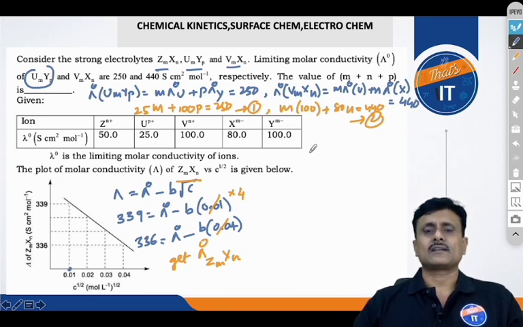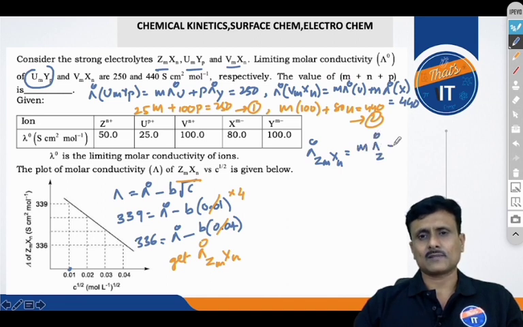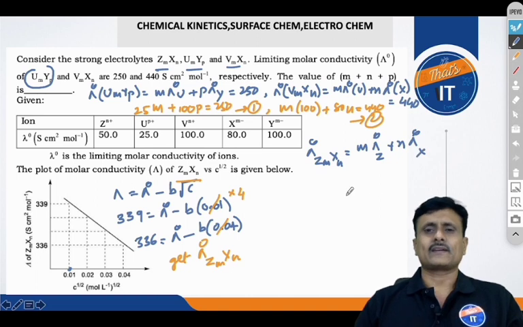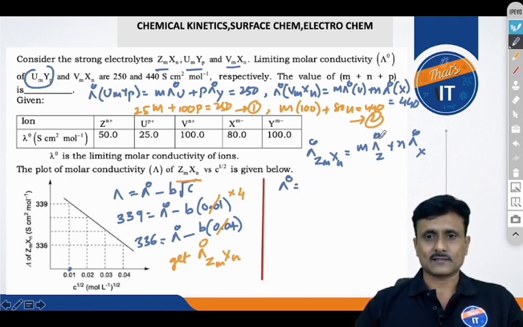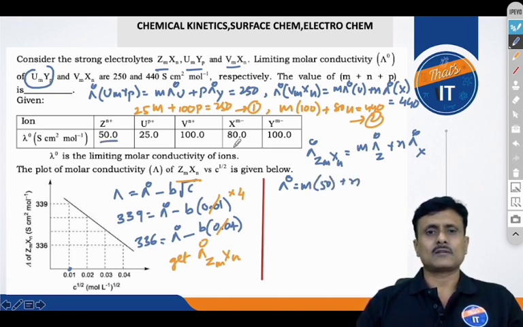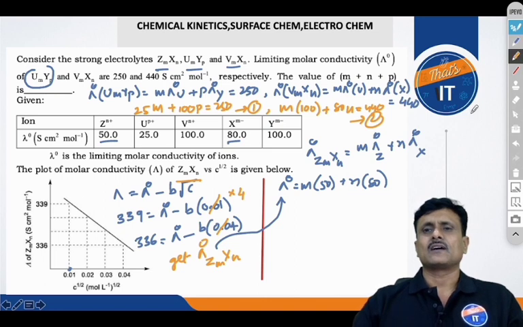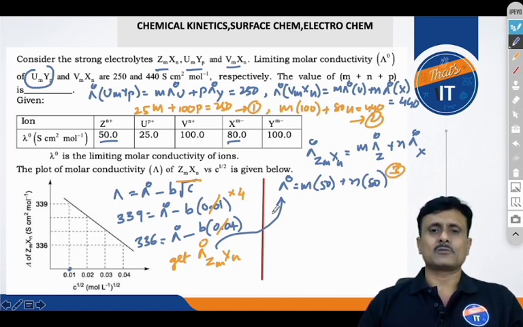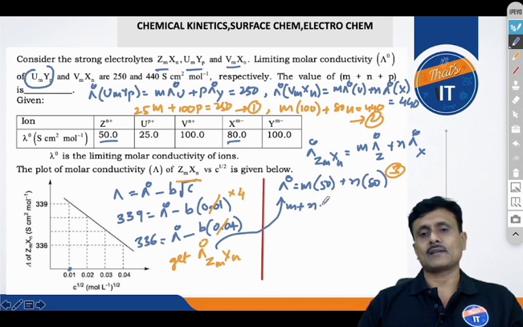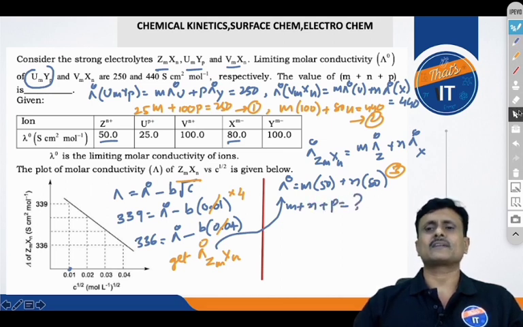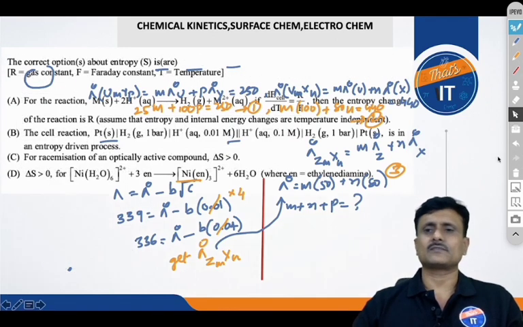As we know, lambda naught of ZmXn is equal to m times lambda naught of Z plus n times lambda naught of X. So you have this value over here, so you substitute here, isn't it? Lambda naught equal to, getting complicated, isn't it? m into lambda naught of Z, 50, plus n into lambda naught of X, that is 80. So you substitute whatever lambda naught you get over here, and this is the third equation. So 3 equations and 3 unknowns, you have to solve for m, n and p. That's all, right? It's an all-theoretical question using all the concepts beautifully.